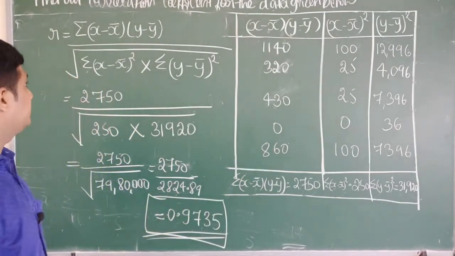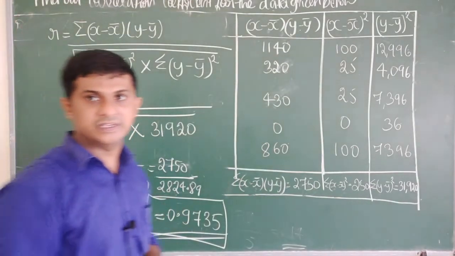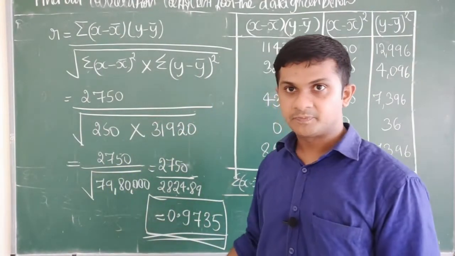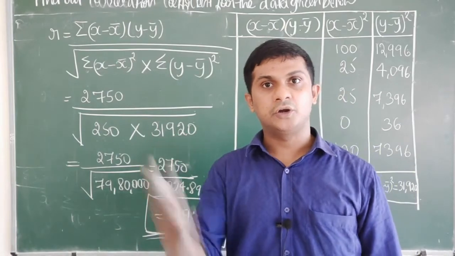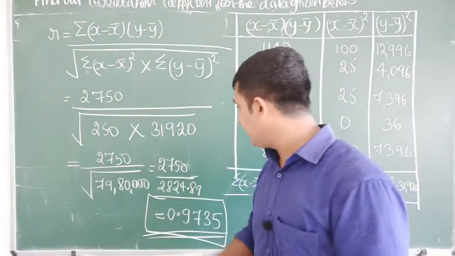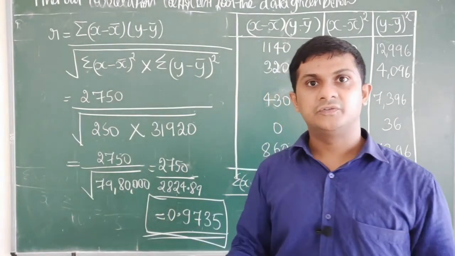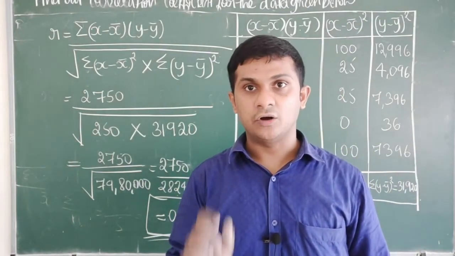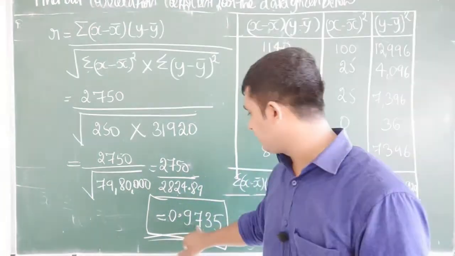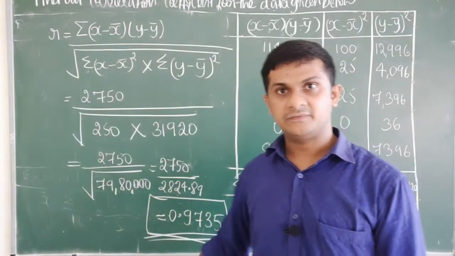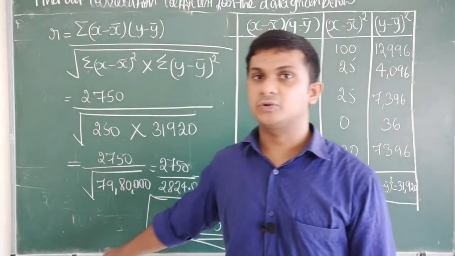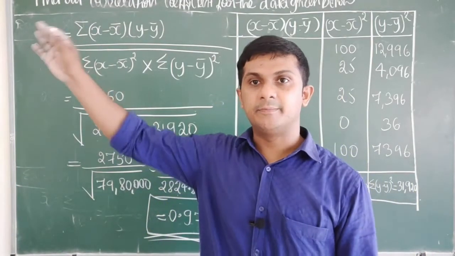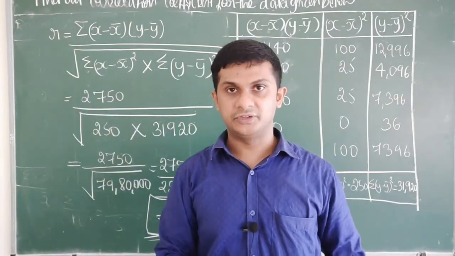So the correlation between demand, which is the X variable, and price is 0.9735. Based on this value, since the coefficient is positive, you will say there exists a high degree of positive correlation between demand and price. High degree because the value is 0.9735, and positive because the sign is positive. This is how we need to interpret.